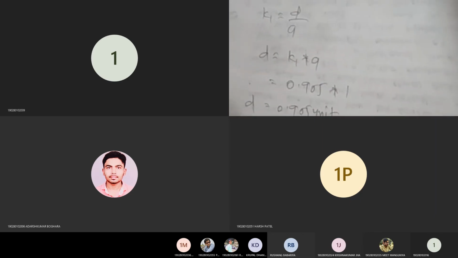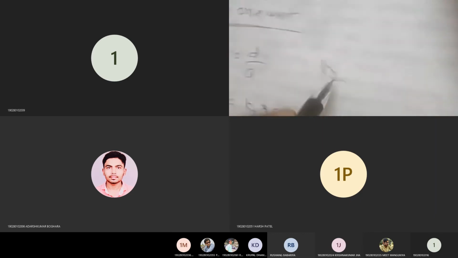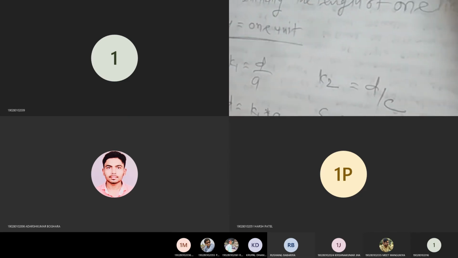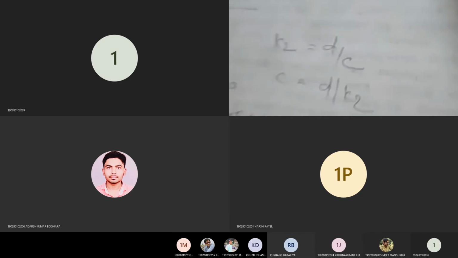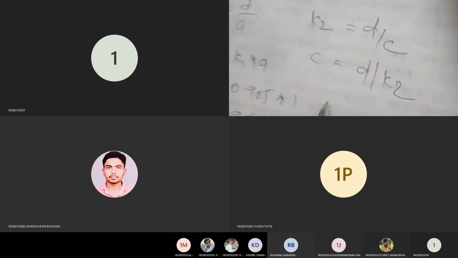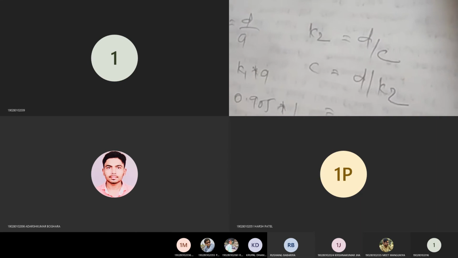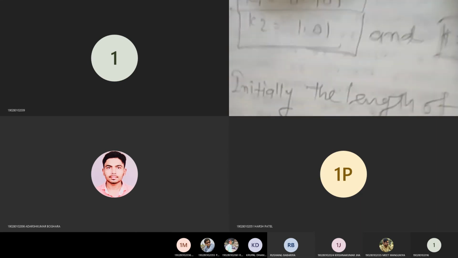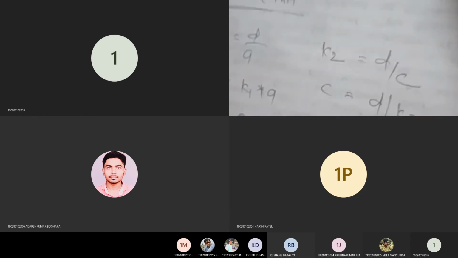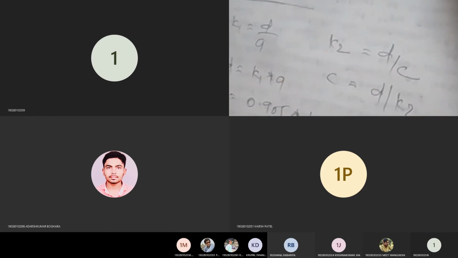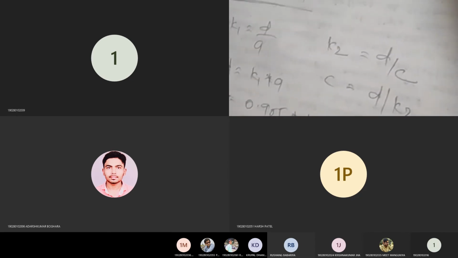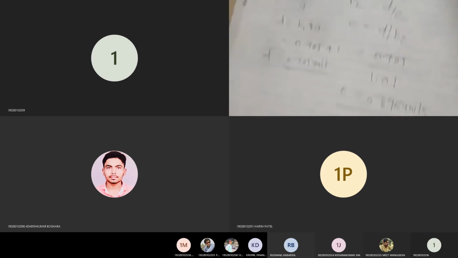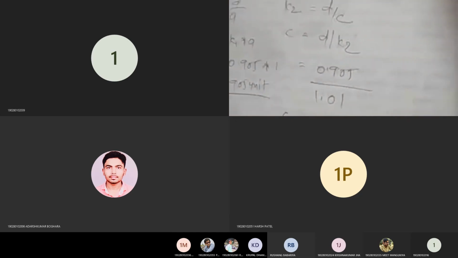Okay, now k2 is equal to d by c, or we can say that c is equal to d by k2. Already we know the value of d, that is 0.905 unit, and the value of k2 is 1.01, so c is equal to 0.896 unit. Okay, so two values we are getting very easily.